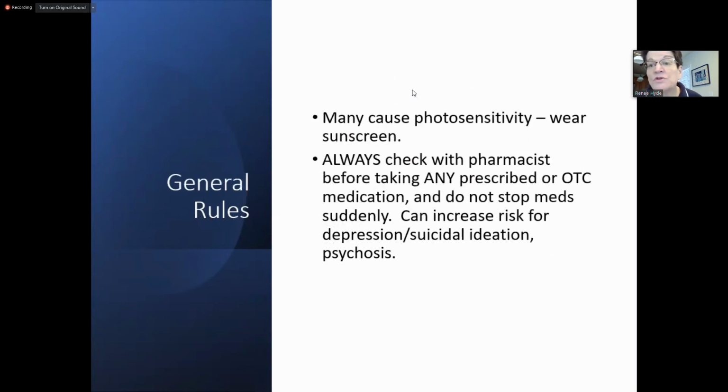As a rule, the majority of them cause photosensitivity. So these patients should wear sunscreen with a 30 SPF or greater. They should always check with a pharmacist before taking any prescribed or over-the-counter medication.